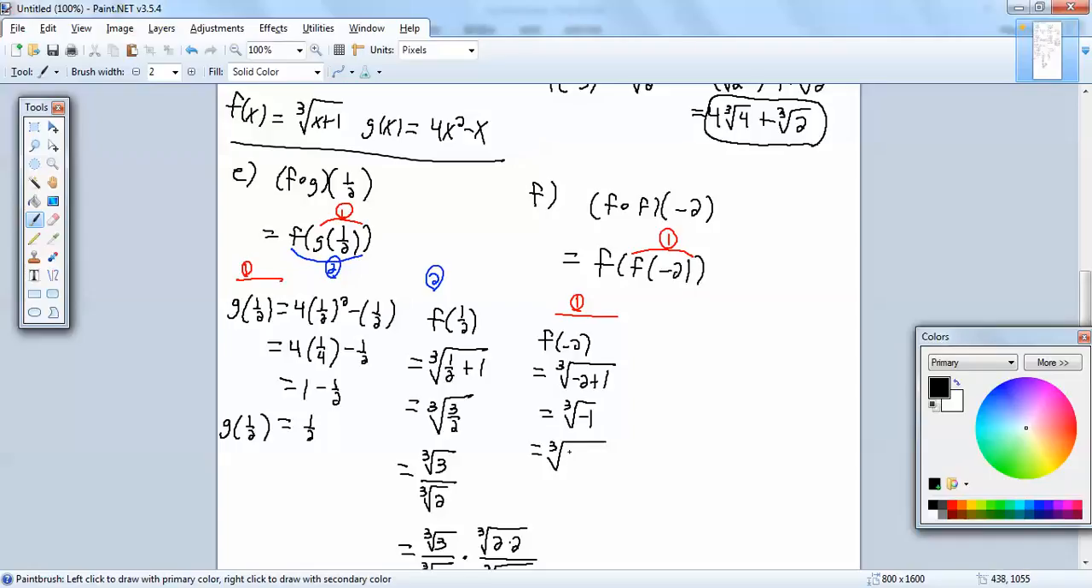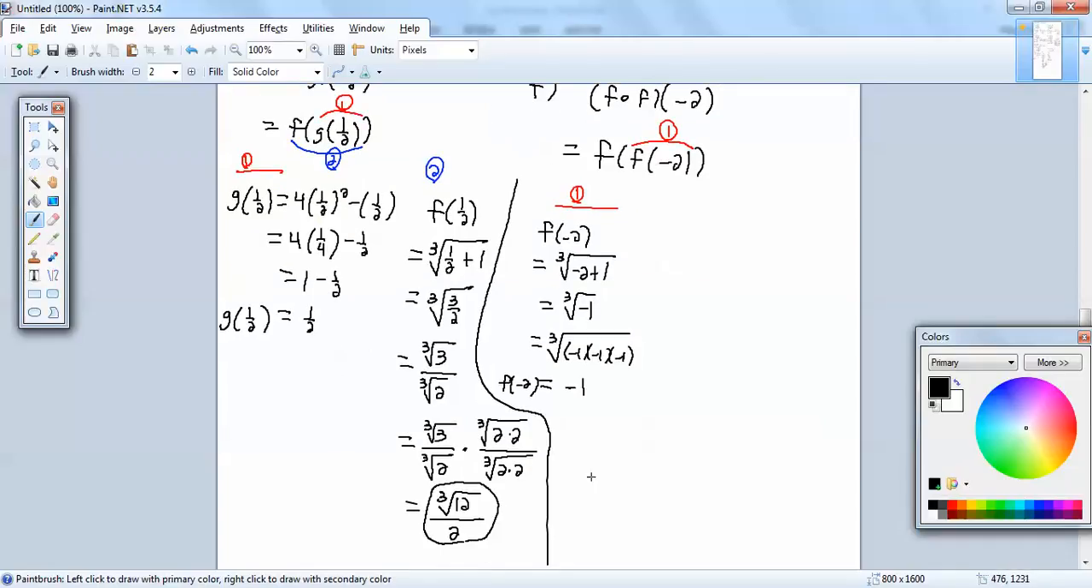Now, -1 I could rewrite as -1 times -1 times -1. Because -1 times -1 is +1 times another -1 is -1. And our index is 3, the number in the slot here. That tells us we need 3 of something. We have 3 -1's, so it'll come out as a single -1. I've kind of blurred that into the previous part. Okay, so now we know f of -2 is equal to -1.